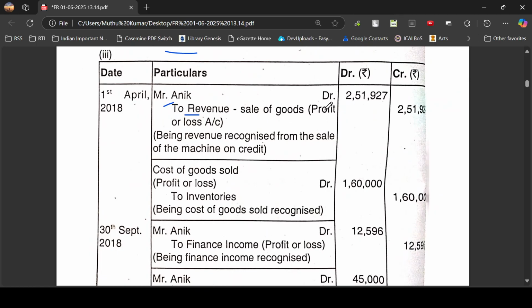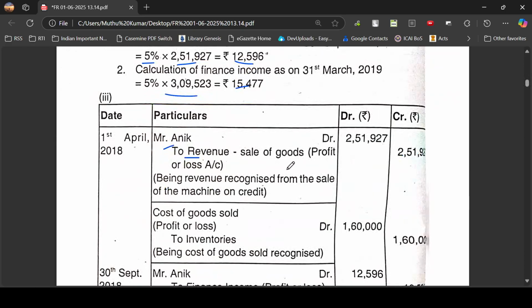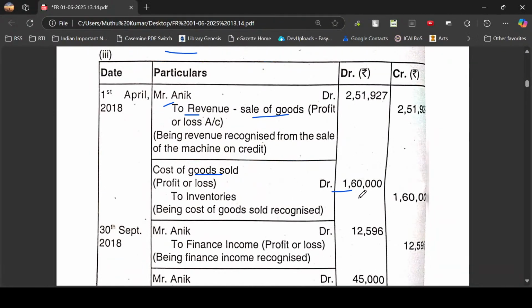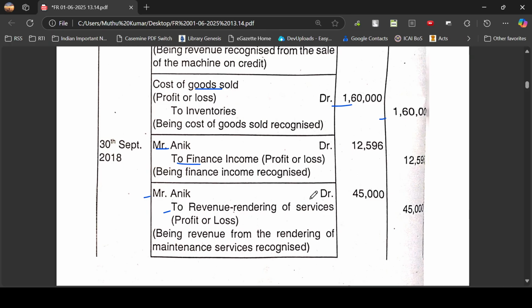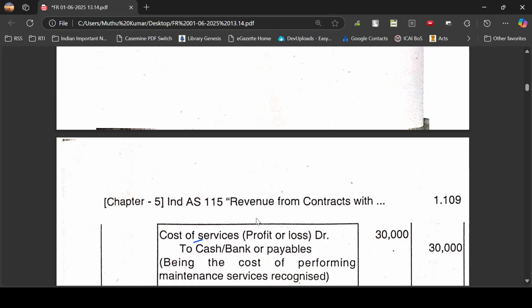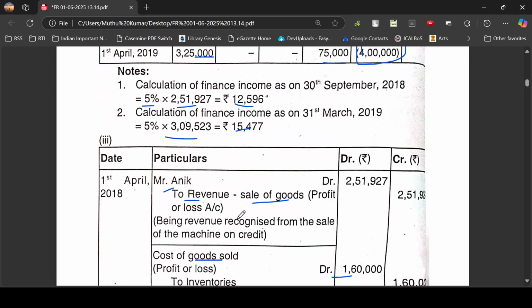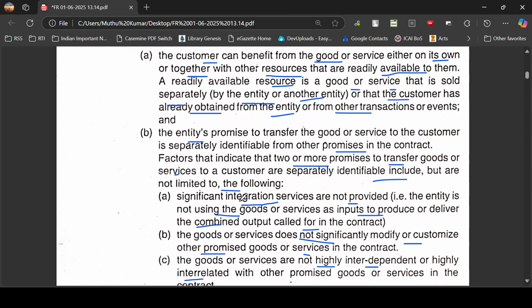Mr. A to revenue account 2 lakh 51,000 in the first year. Then, Mr. A to revenue, sale of goods, then cost of goods 1,60,000 to inventory. Mr. A to finance income 12,50,000. Mr. A to revenue of 45,000 from the rendering of maintenance services. Then cost of service 30,000. How did they arrive at 45,000? Because they have clearly said here.